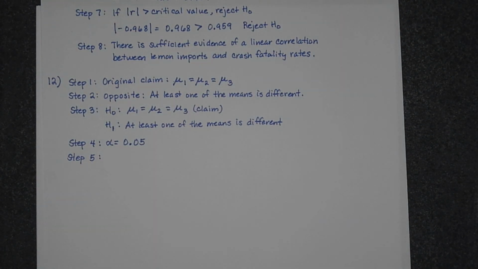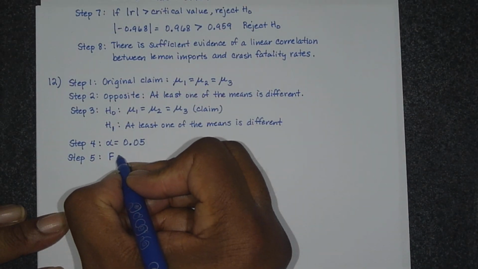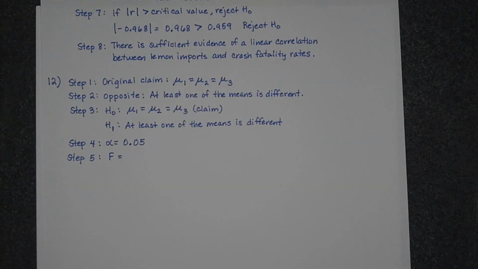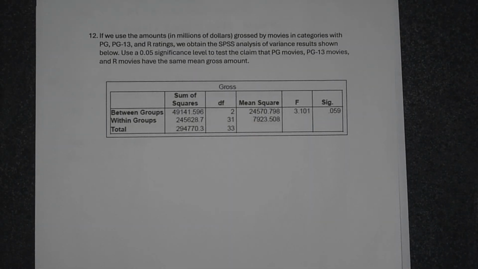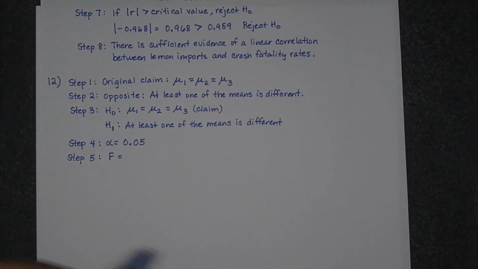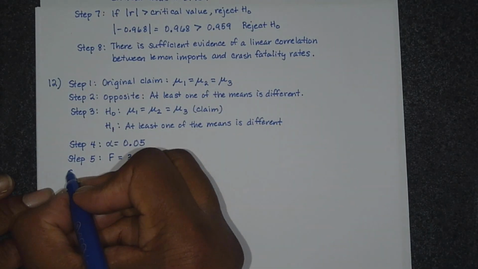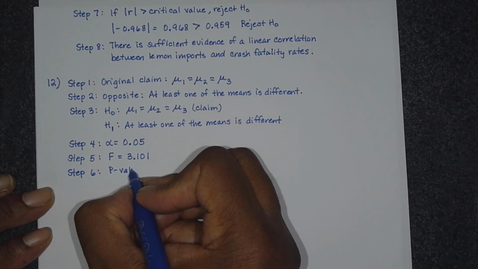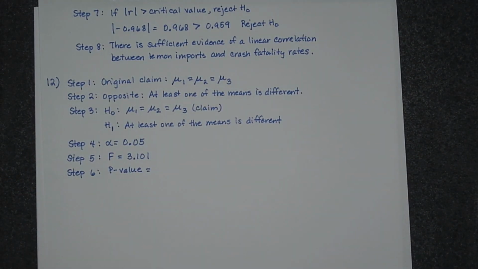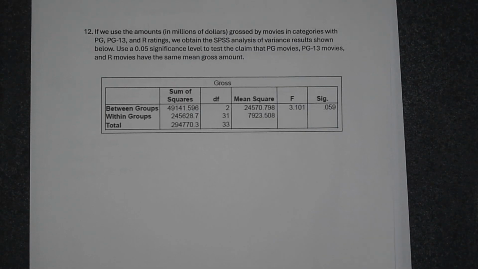And then step number 5 is just using that output to come up with that F-test statistic. So in this case here, what would be your F-test statistic there? 3.101. And then the p-value. You're going to get that p-value from right here, 0.059.